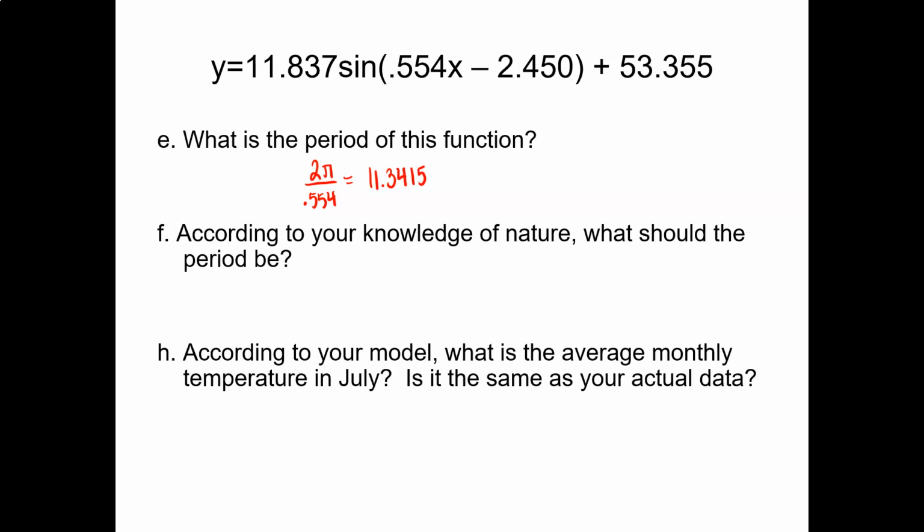F asks, according to your knowledge of nature, what should the period be? It should be 12 exactly, right? Because our seasons repeat every 12 months. So it should be 12 months.